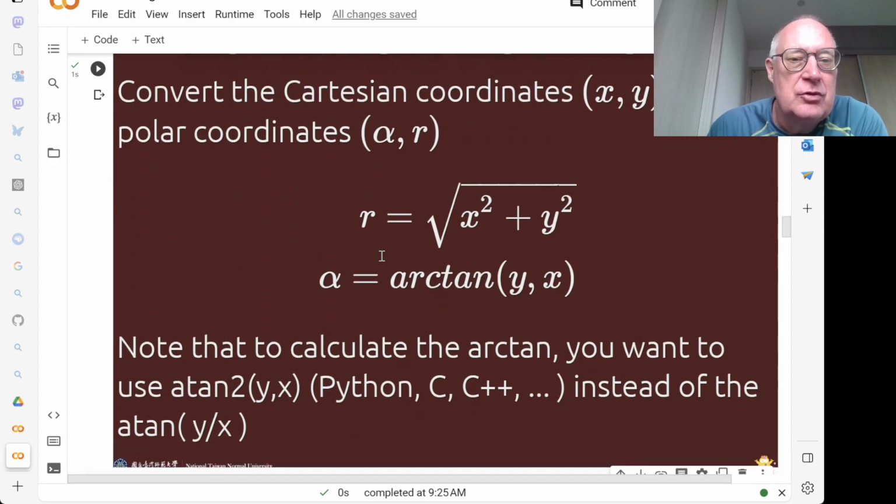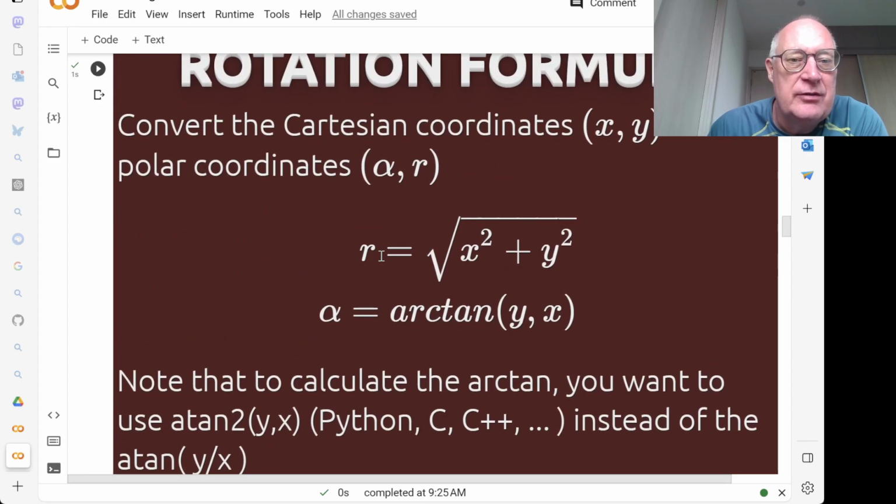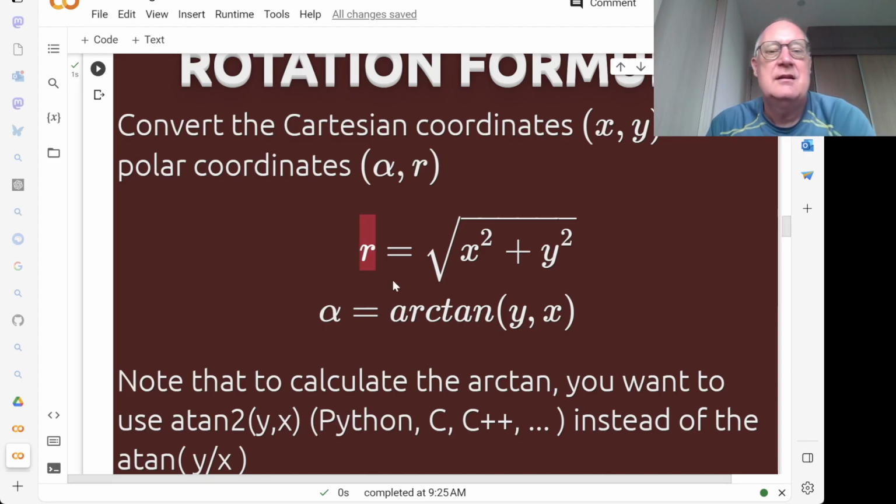So to take Cartesian coordinates x, y and convert them into polar coordinates, I can calculate the distance, which is the square root of x squared plus y squared, the hypotenuse of x and y, and the angle would be arctan of y over x.